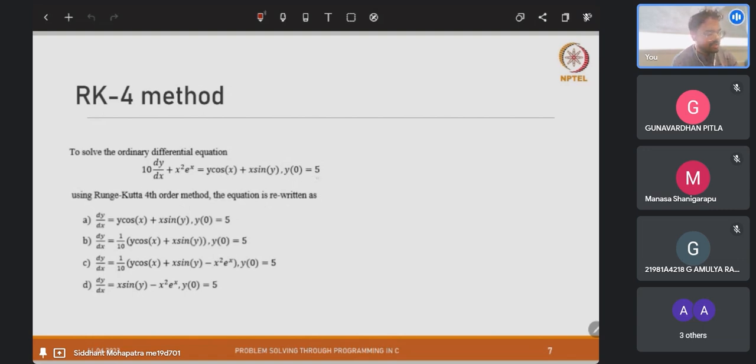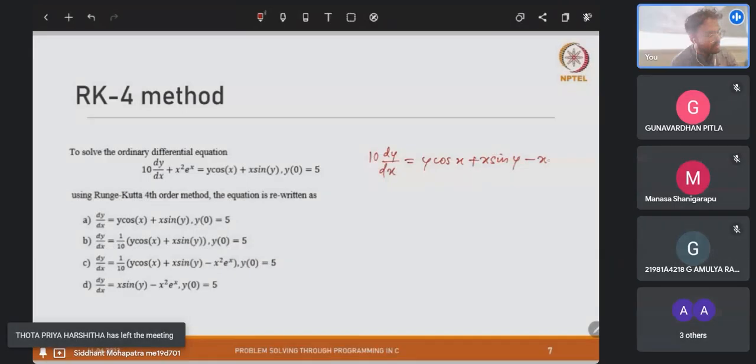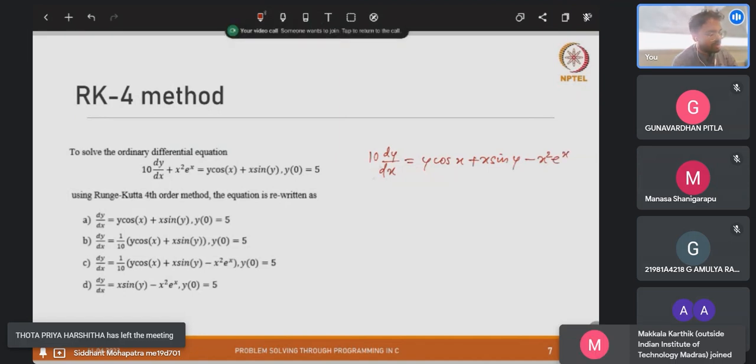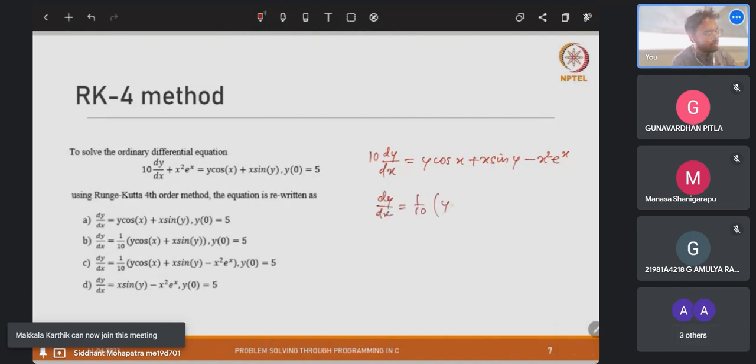So if you want to solve this, how do you rewrite the equation first? Can anybody answer this? How do you need to rewrite the equation, and then you can start doing the RK4. If I do some manipulation here, you will get 10 into dy by dx equal to, I bring all the terms to one side, y cos x plus x sin y minus x square e to the power x. And now this constant also has to go, so it has to be 1 by 10 into y cos x plus x sin y minus x square e to the power x.